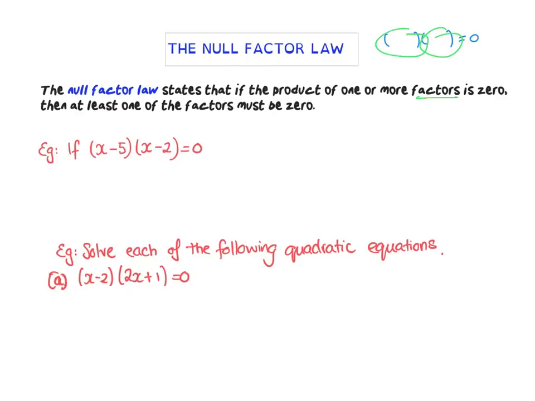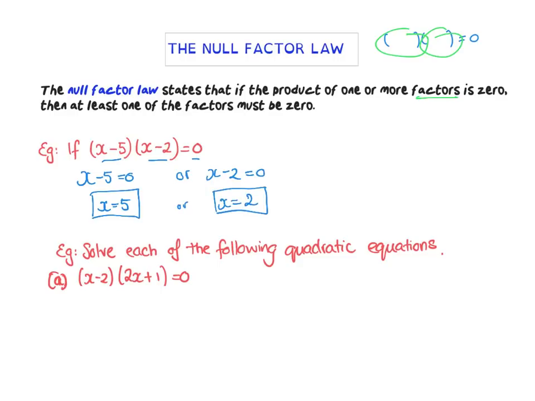So all it simply means is, once you've got these factors here, the null factor law states that you're allowed to write x minus 5 equals 0 or x minus 2 equals 0. Once you've done that, we just need to rearrange to get x equals. So we'll go x equals positive 5 or x equals positive 2. So there's your two solutions for this quadratic.